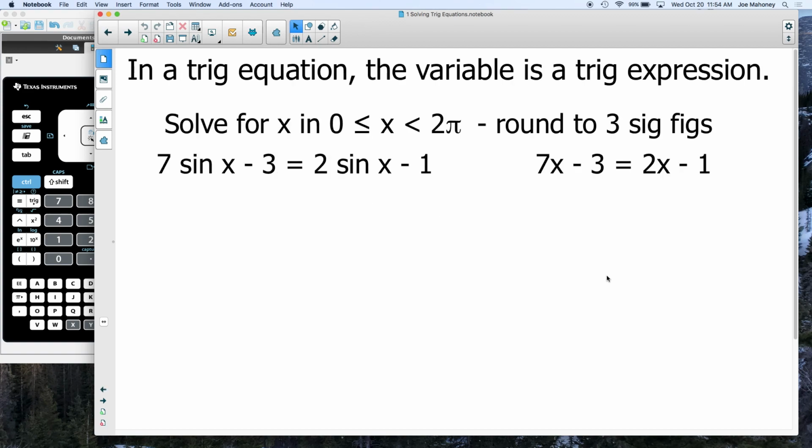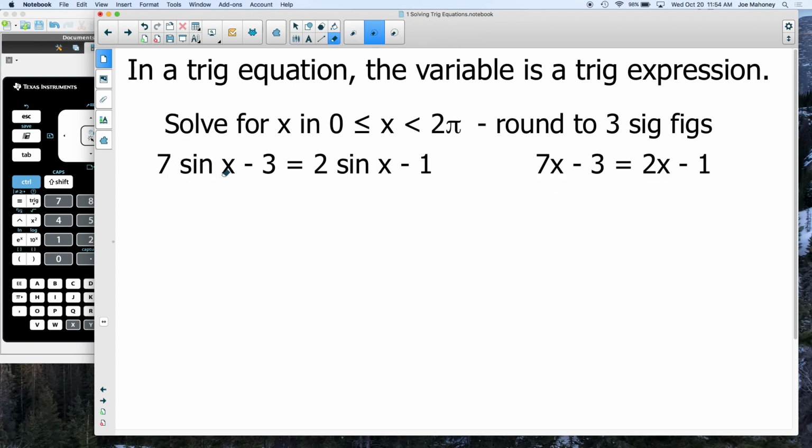What you want to remember is that in a trig equation, the variable that you solve for is like a trig expression. If you notice, I've got these two equations down here. On the left, see how I have 7 sine x minus 3? That sine x is the same as the x here. So I'm going to solve the equation as if I'm just solving for x, and then I'm going to do some inverse trig at the end. That's really what's going on.